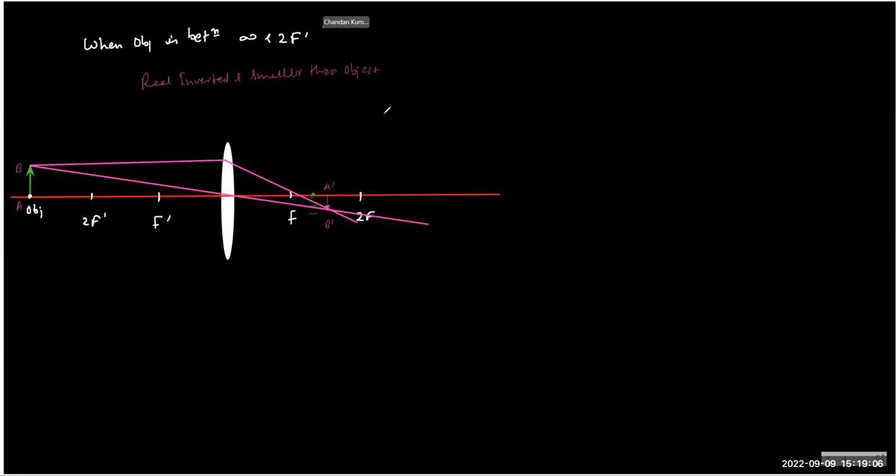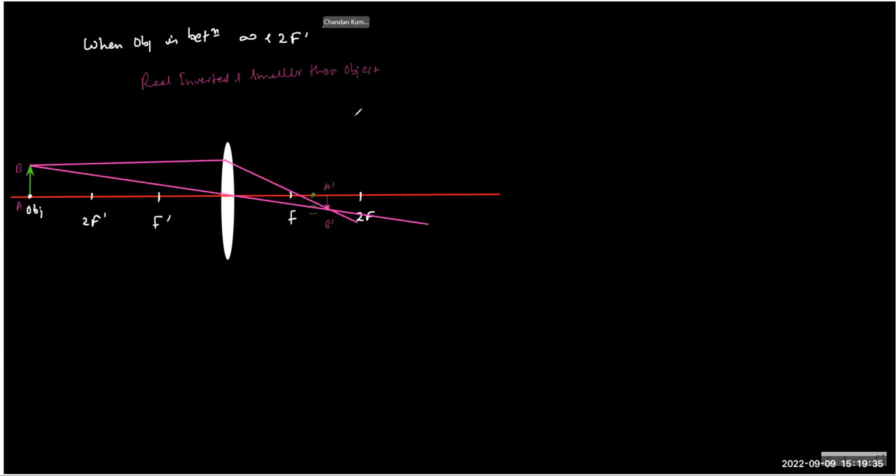So the next will be obvious. What is the next question? If you keep the object at 2f, what will happen? If you take an extended object, at 2f it will have the same size. Other than that, the image will be real and inverted at 2f only.